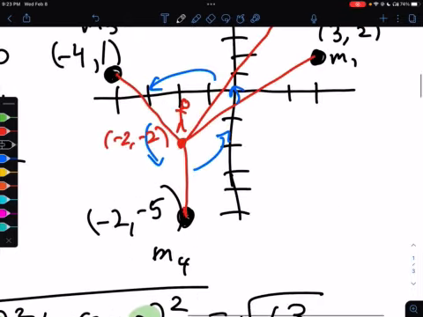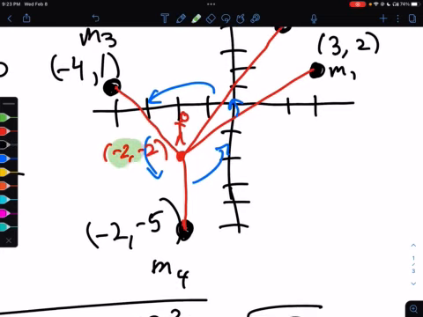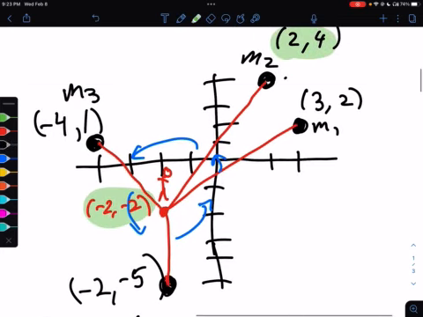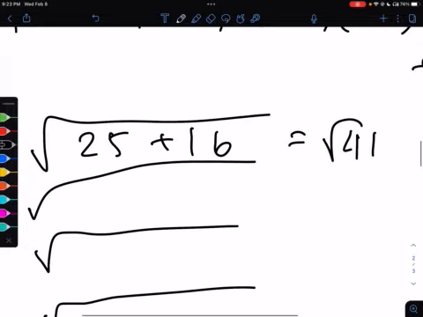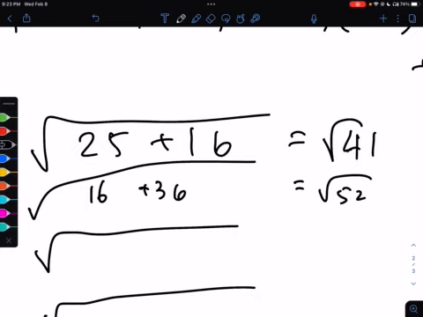R2, since our person is at this new location, R2 is between -2, -2 and 2, 4. Subtract the x's, we get 4. Subtract the y's, we get 6. I said 4 and I said 6. So that would be a 16 and a 36 right here. So that's square root of 52. And that goes here.